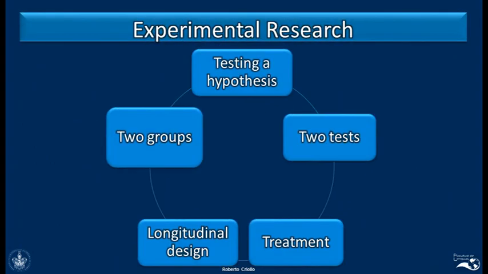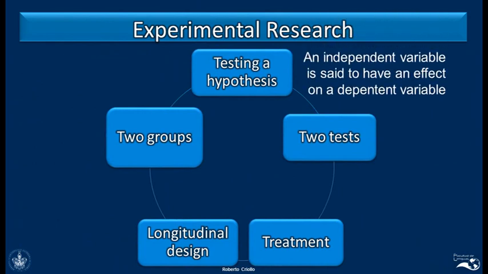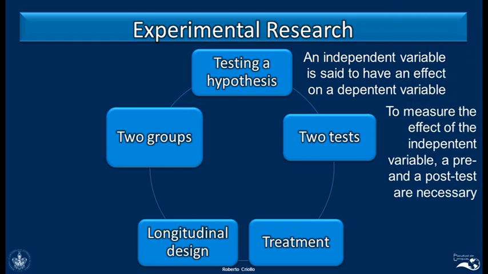These are the most important components of experimental research. First of all, we start from a hypothesis. We believe that an independent variable has an effect on a dependent variable, and that's what one says by means of an experiment. But to begin with, we need to make sure that the changes are really caused by the treatment, so we need to administer a pre-test at the beginning before the experiment and then a post-test after the experiment, so we can measure the effect of the independent variable on the dependent variable.